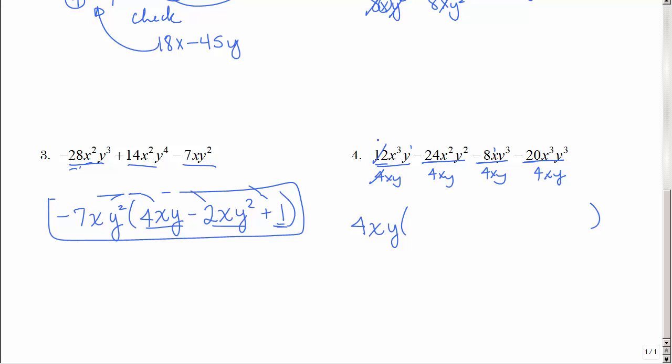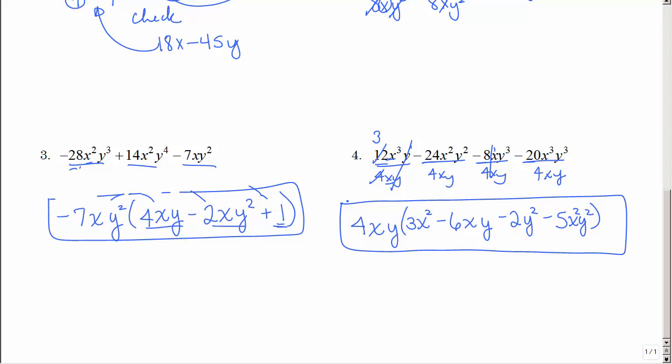So 4 goes into 12 3 times. The x's reduce to x squared, and y goes into y 1 time. The next one we divide. I have negative 6xy. On the next one, negative 2, the x's divide out, and I'm left with y squared. And on the next one, I have negative 5x squared y squared.